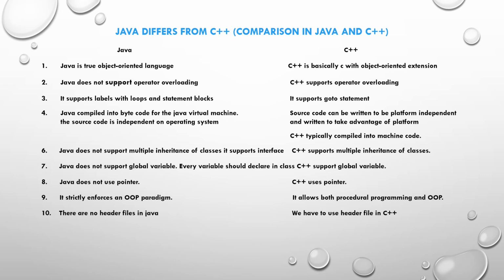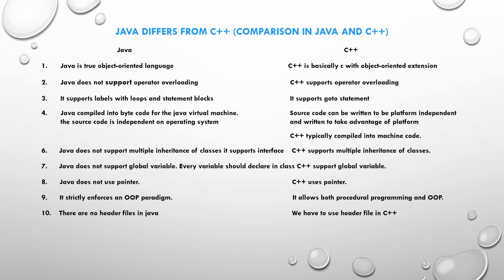The sixth difference is that Java does not support multiple inheritance of classes, but it supports interfaces. In the case of C++, it supports multiple inheritance of classes. Seventh difference is that Java does not support global variables, so every variable should be declared within a class only. But in the case of C++, it supports global variables.